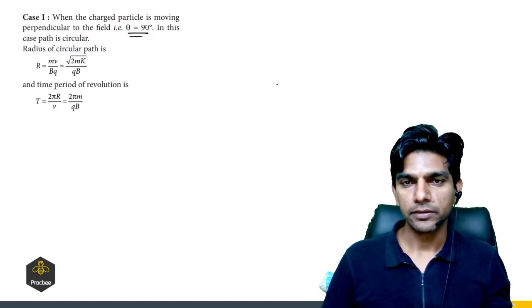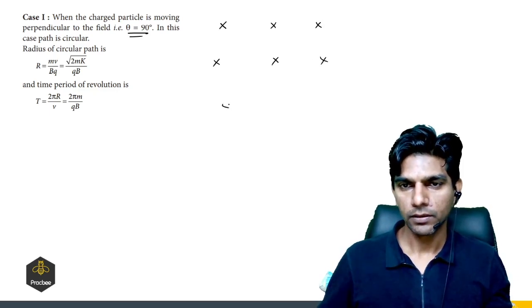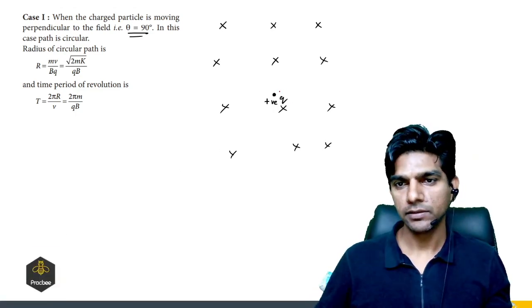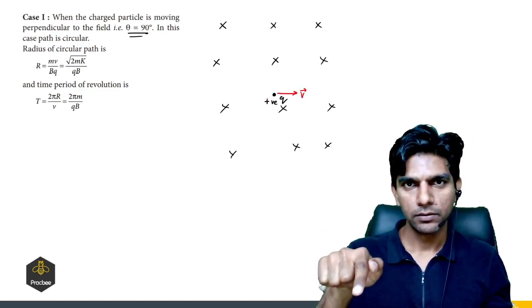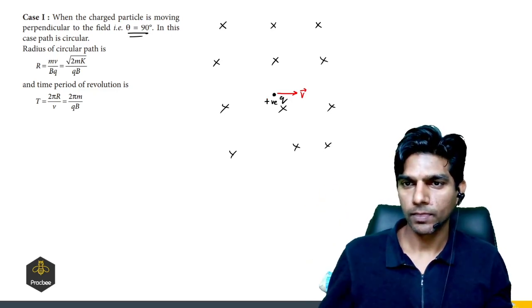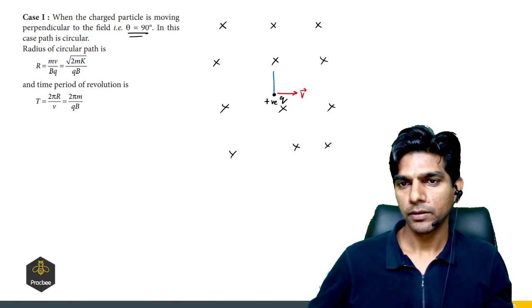When theta is 90 degrees, for example, the magnetic field is into the plane and there is a charged particle. Say it is a positively charged particle, Q, and its velocity is in the right direction. And the magnetic field is into the plane. So if I curl my fingers from V to B, the thumb is pointing in the upward direction, right? So the direction of the force experienced by this charged particle will be upward.